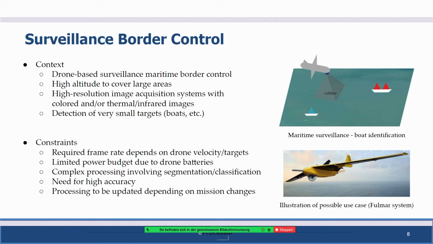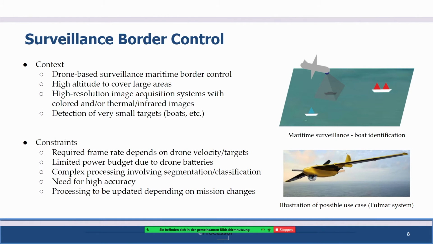Yeah, so the second use case that we're going to present and of interest for the project is this surveillance border control. The context of this application is to use drones that help in doing the surveillance of maritime borders. These drones fly at a very high altitude and cover large areas, and they take high-resolution images that are colored and also can include thermal information. And the idea is to detect potentially very small targets in these images, like boats, etc.